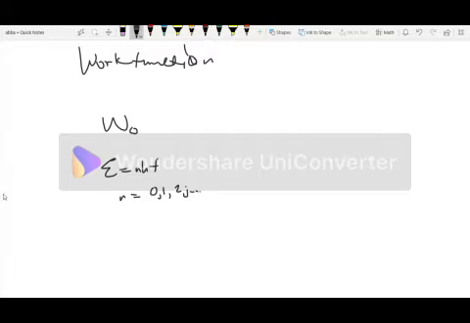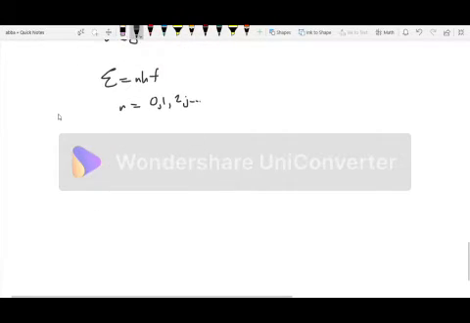So now we have what we call a photoelectron. Now we're just going through the theory. What is a photoelectron?